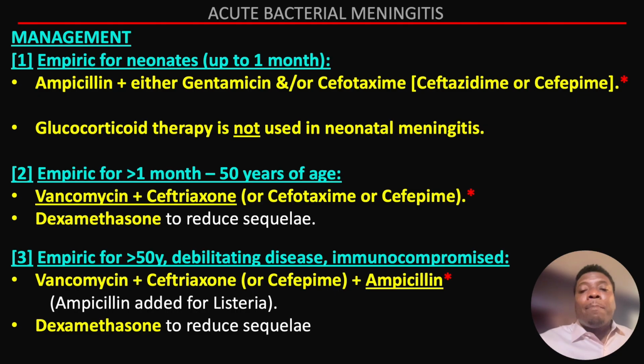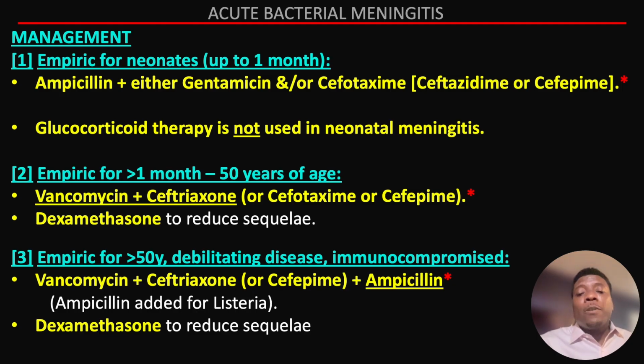Now, for patients 1 month to 50 years of age, the preferred treatment is going to be vancomycin plus ceftriaxone. The vancomycin covers gram-positive MRSA, and the ceftriaxone and the other third or fourth generation cephalosporins have good gram-positive and negative coverage. And again, we often add dexamethasone to reduce the sequelae, especially if strep pneumo is suspected.